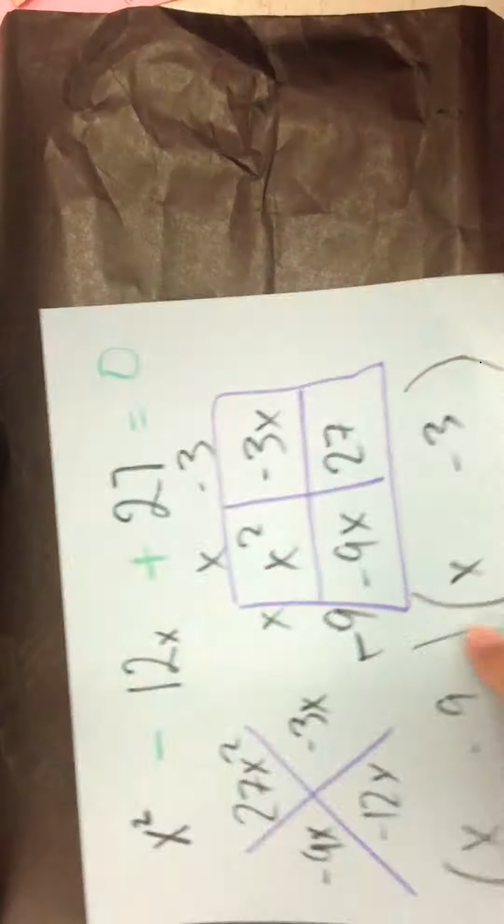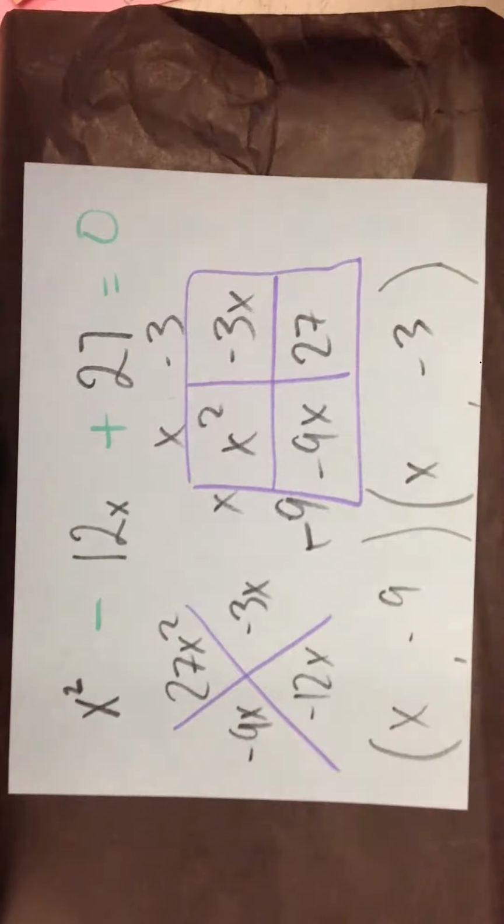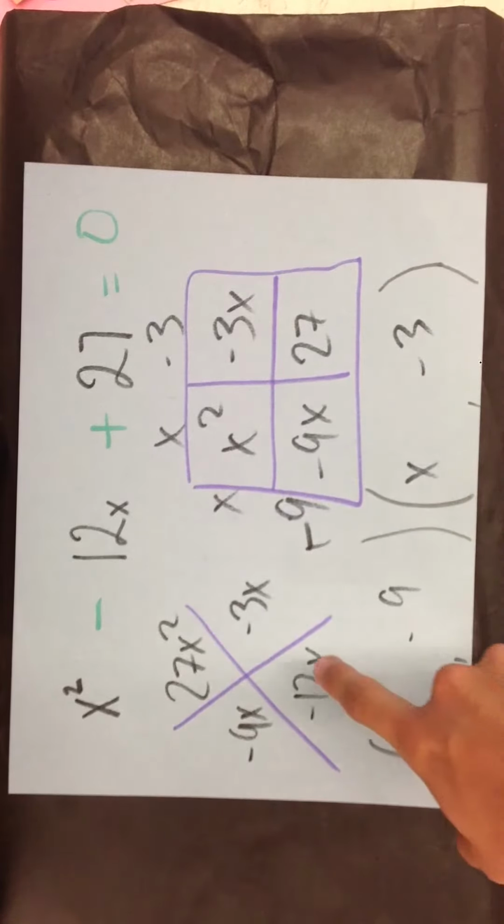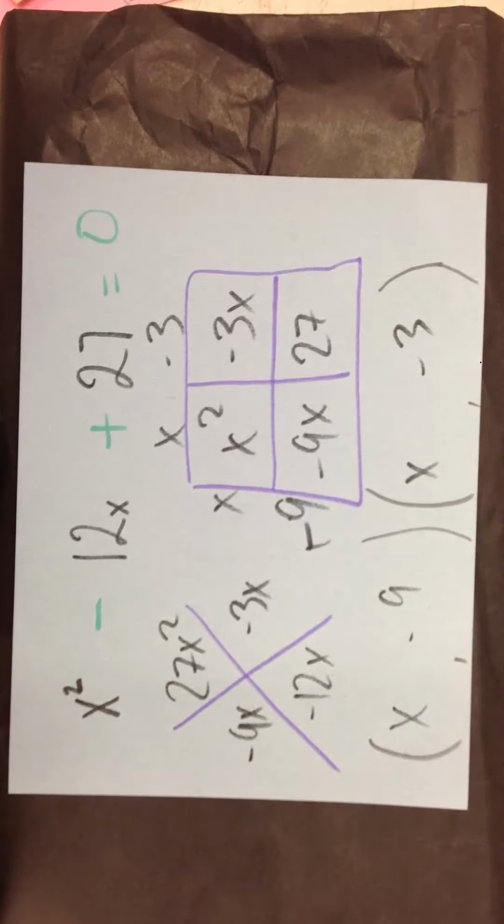So first, we're going to start off with the equation x squared minus 12x plus 27 equals 0. First, you have to multiply the a term and the c term, and once you do that, you get 27x squared. Then you just drop the negative 12x right here on the bottom of the x. Now you have to find two numbers that when multiplied will get you the product of 27x squared, and once added would get you negative 12x, which is negative 9x and negative 3x.